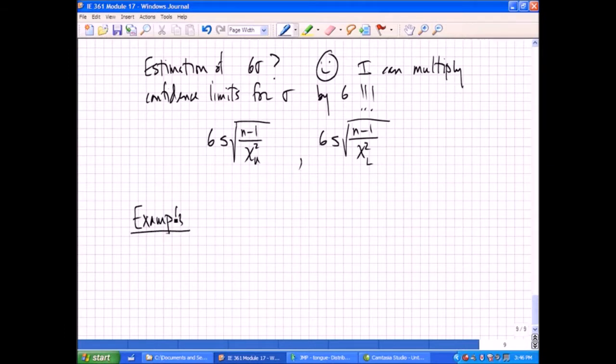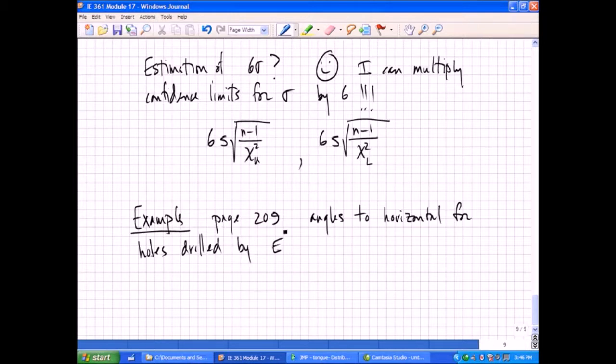As an example, in the textbook on page 209, there is a data set of some angles to horizontal for some holes drilled in a type of high precision metal part by electrical discharge machining, a very high-tech kind of machining process.